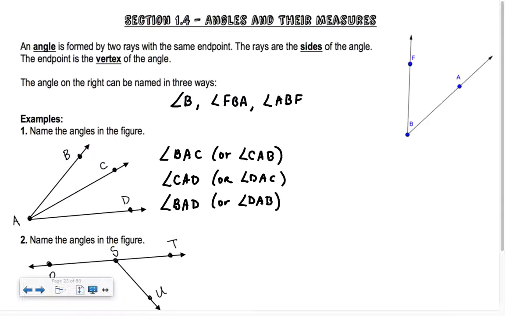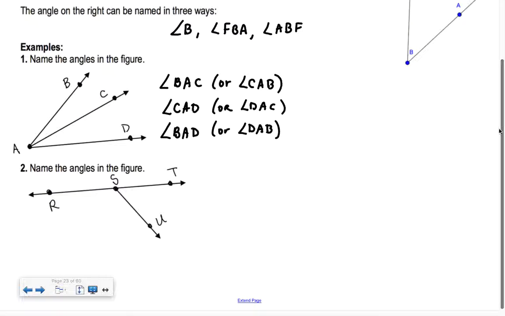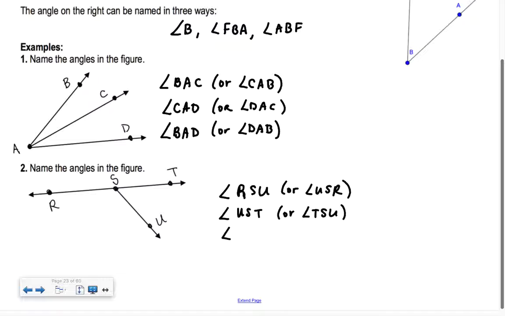All right, so number 2, it says name the angles in the figure. So same idea. So we could have angle RSU or angle USR. I could have UST or angle TSU, and I could have angle TSR or RST.